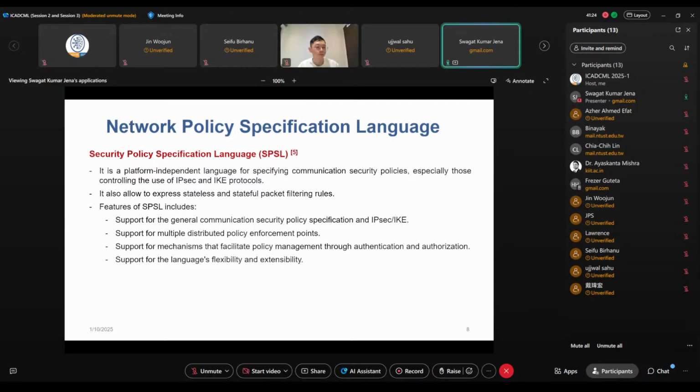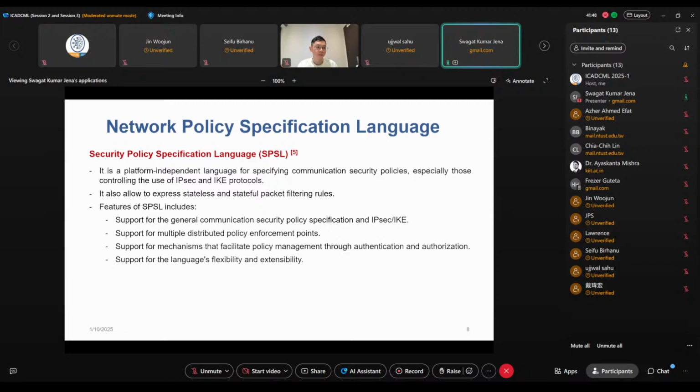Next one is Security Policy Specification Language, SPSL. This was originally developed for implementing security policies and representing them with the use of the IPsec and IKE protocol, that is the Internet Key Exchange Protocol. But now, after that, it also allows expressing stateless and stateful packet filtering rules.